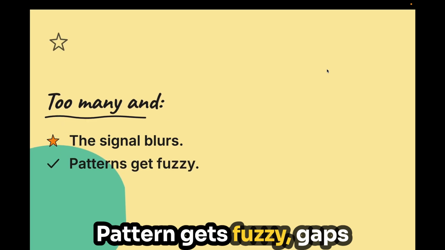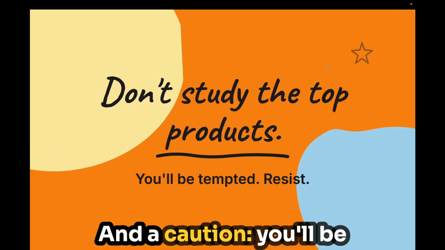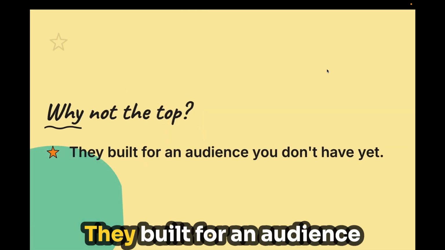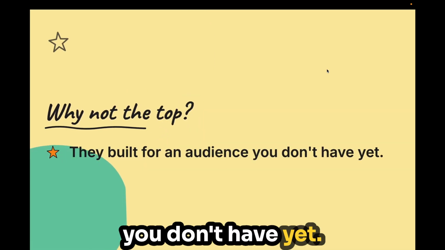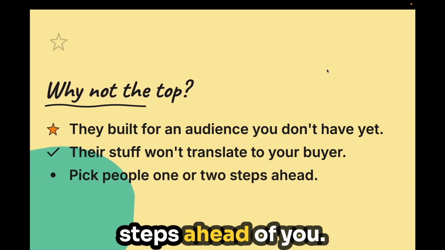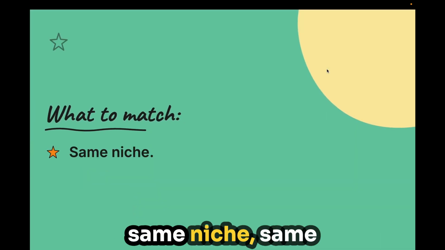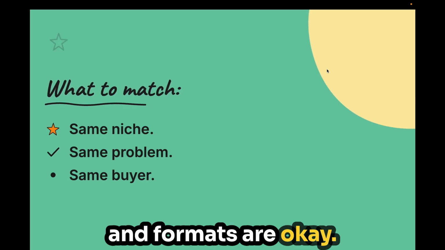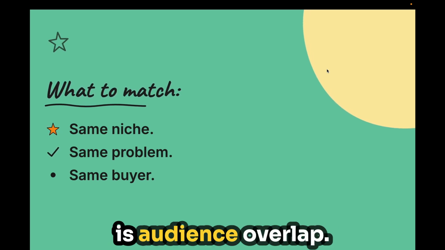Pattern gets fuzzy, gaps get harder to spot, and a caution: you'll be tempted to study the top products in your niche. Don't. They built for an audience you don't have yet. Their stuff won't translate to your buyer. Pick people 1 or 2 steps ahead of you. Same audience, same niche, same problem, same buyer. Different price points and formats are okay. What you are after is audience overlap.